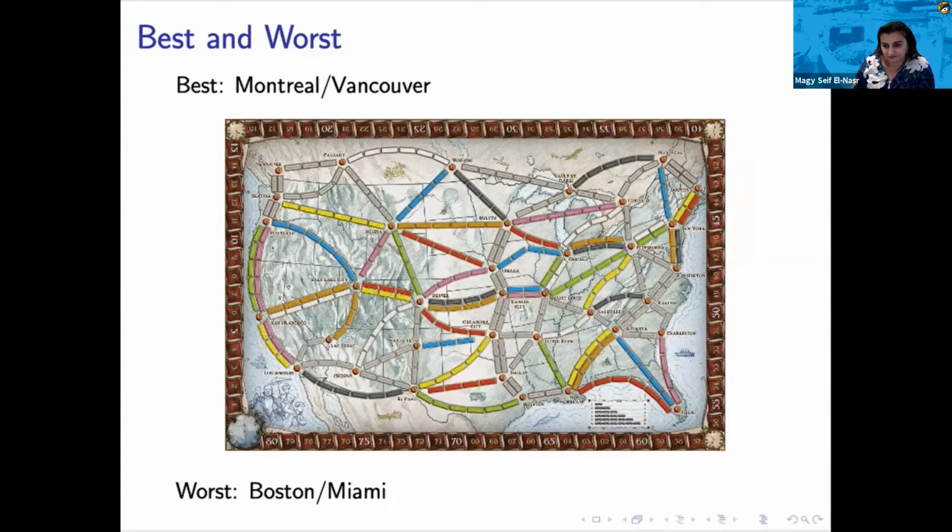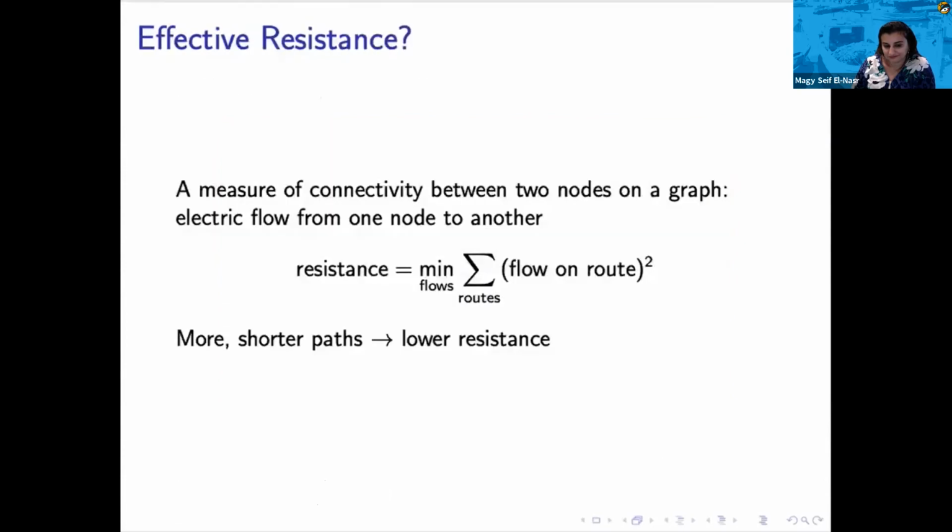The answer seems to be that there are longer routes in the top half, and there also seem to be more paths. So it seems generally to be easier to connect in some sort of way. The Boston to Miami one seems to be the opposite. There seem to be fewer paths between those two cities, and the routes along those paths are far shorter. So what's some sort of measure of difficulty that we can use to describe why it's harder to connect Boston to Miami than it is Vancouver to Montreal?